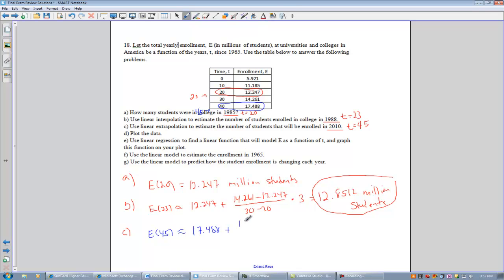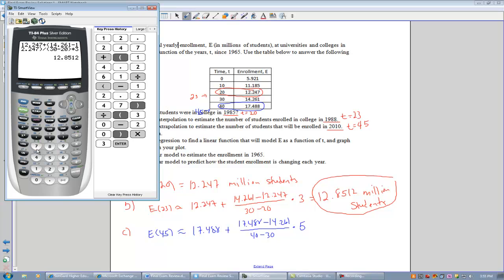So I'm going to do 17.488 minus 14.261. That's the change in the output, divided by 40 minus 30, the change in the input. So this is going to tell me how many millions of students are changing each year. And I'm going to multiply it by, well, I'm going from 40 to 45, so I'll take 5 steps. This is like the size of my steps, and I'm taking 5 of them from 40 to 45. And then I can do this on my calculator.